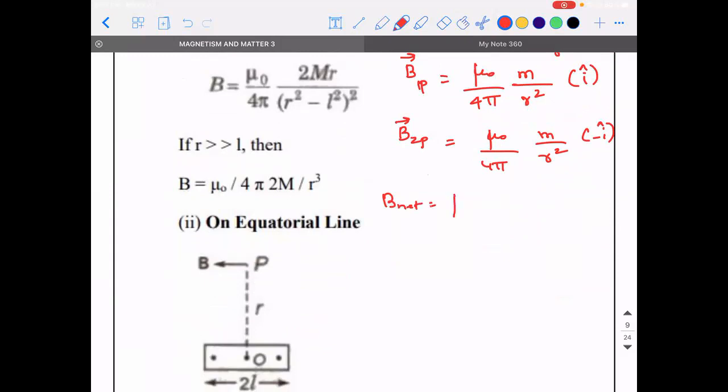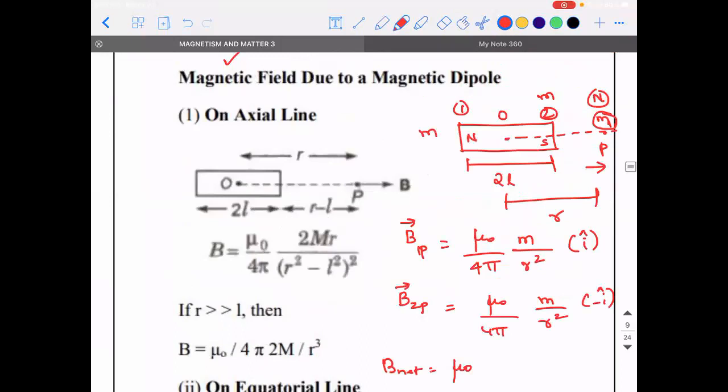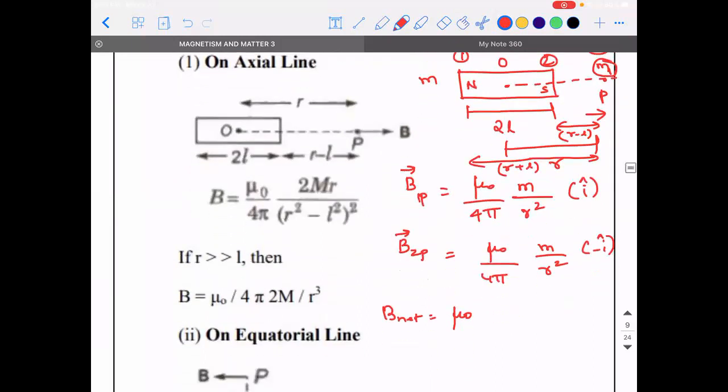B1p minus B2p. Okay, wait, I made a small mistake. This distance is R. This distance will be R minus L, and this distance will be R plus L. So B1P divided by R plus L the whole square, and here it will be R minus L the whole square.